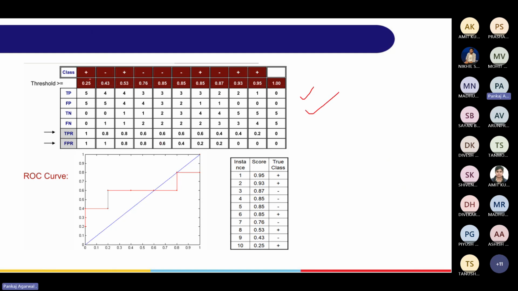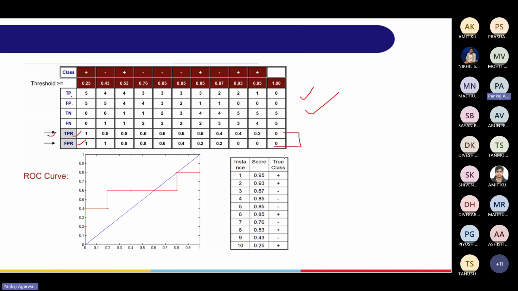At the different thresholds you tried, you calculated these four terms, and once you calculate them, you can calculate TPR and FPR. Then you plot these two, TPR and FPR. You got this now? Everyone?